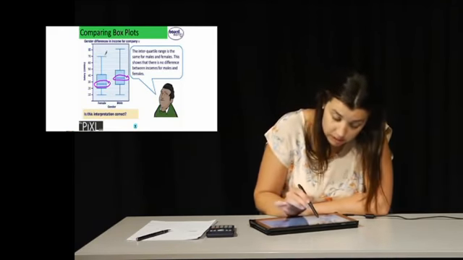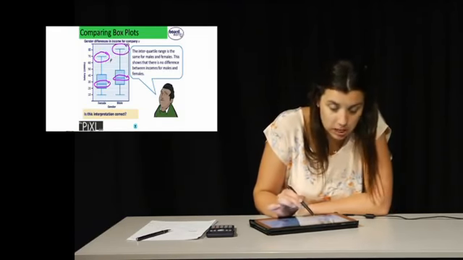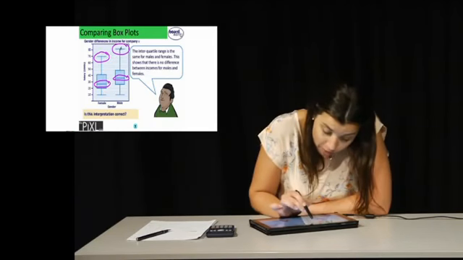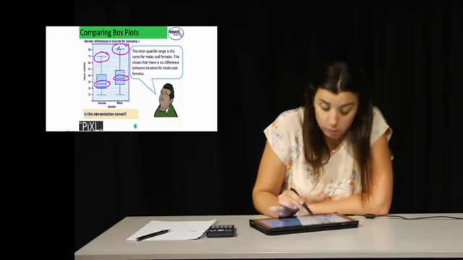We can also see differences at this end, here and here. These are the maximum incomes. 70 for females, but over 80 for males. So again, a difference that we can comment on.